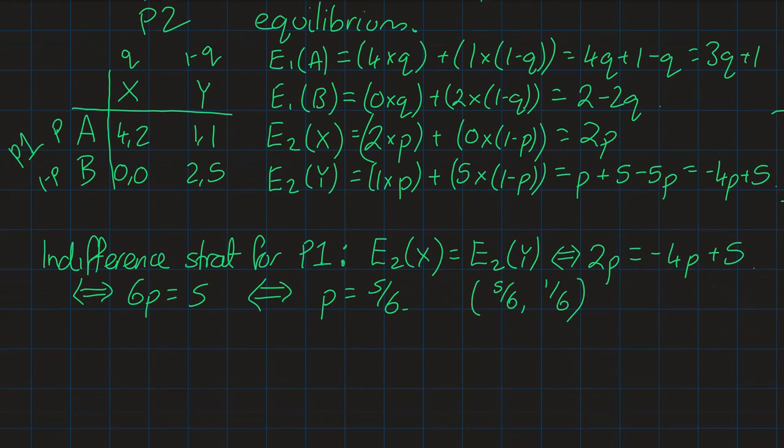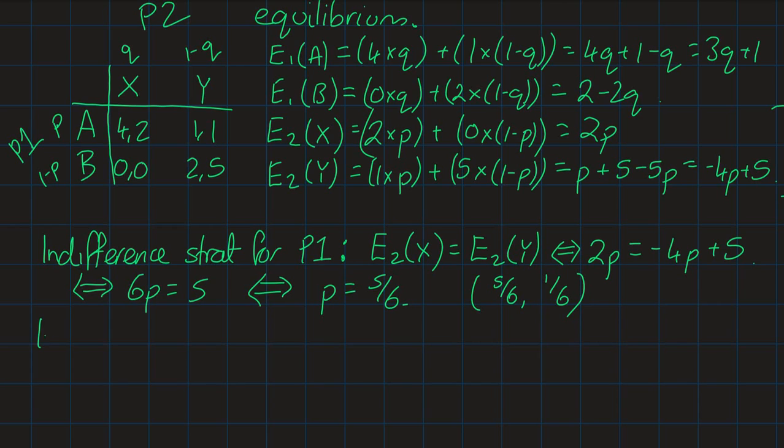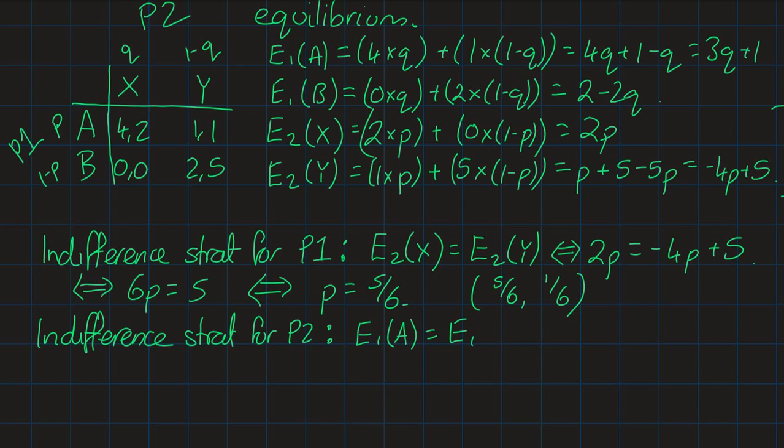Okay, let's do the indifference strategy for player 2. This is when the expected payoff for player 1 is equal in both strategies. So E1 of A is equal to E1 of B. So we're using these two functions right here. So that's 3Q plus 1 is equal to minus 2Q plus 2.